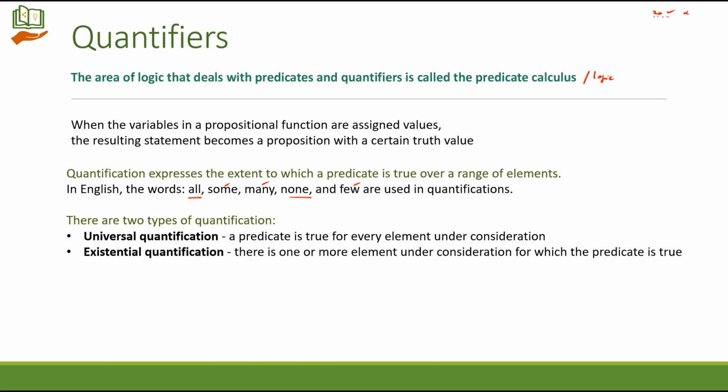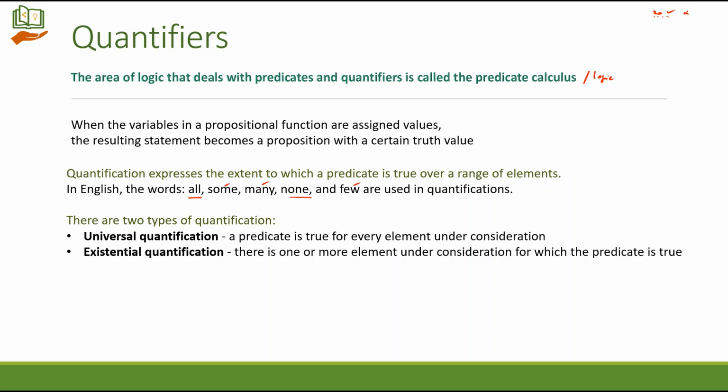The second type is existential quantification. There is one or more element under consideration for which the predicate is true. When I say 5 people are present in the class, that is existential quantification. If I say 19 people are present in the class, that is also existential quantification, because you have one absent case there. Only when 20 are absent or 20 are present, we can conclude it's universal quantification. Any other value other than full attendance or full absence will be under existential quantification.